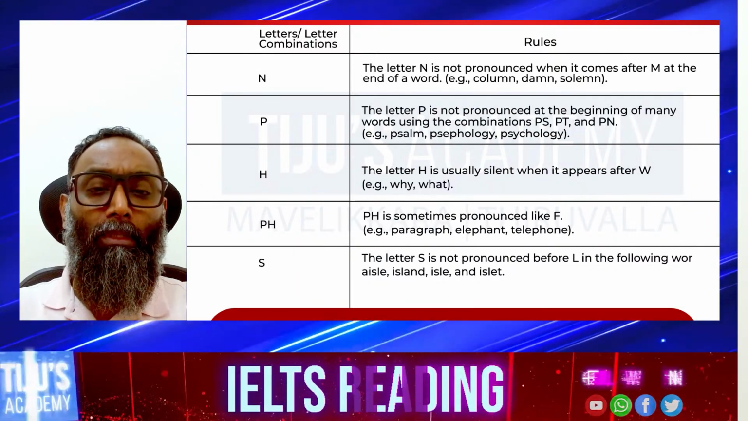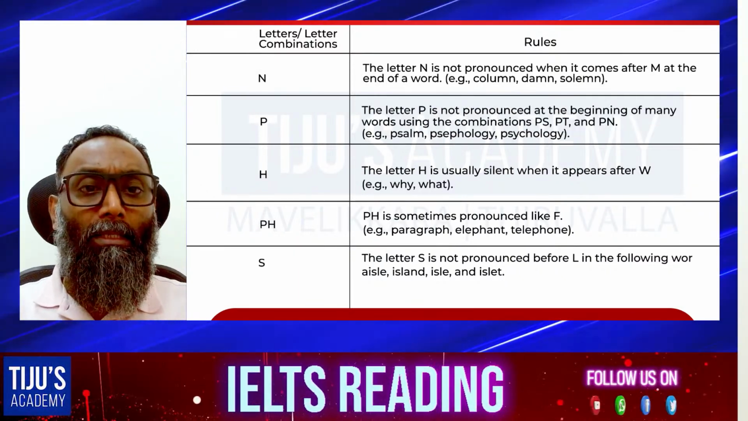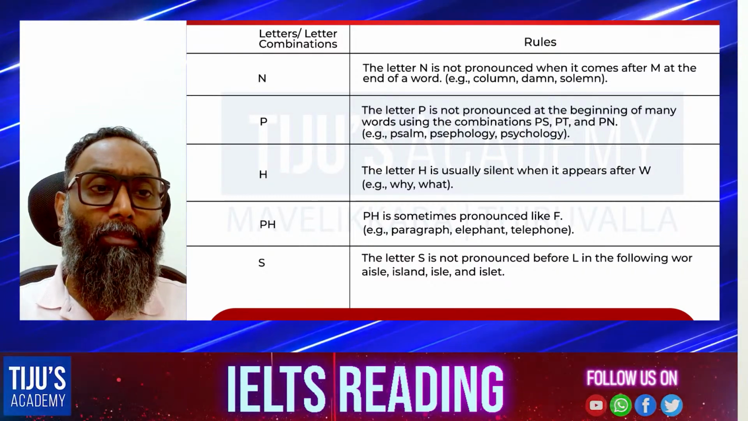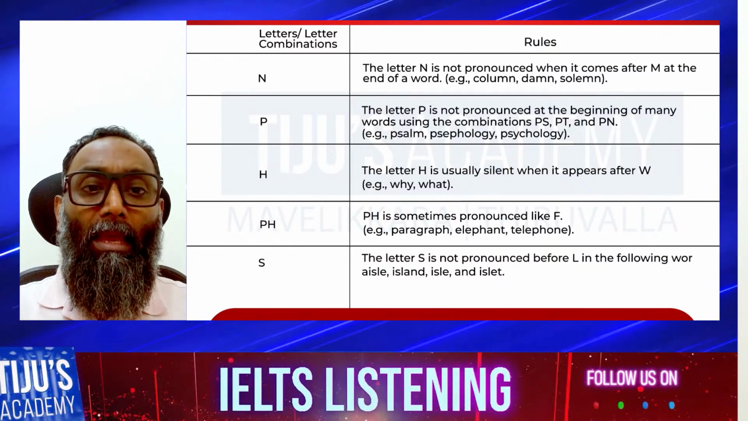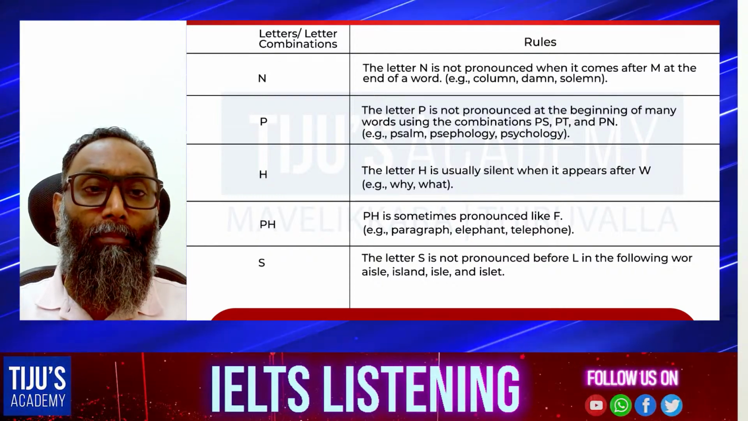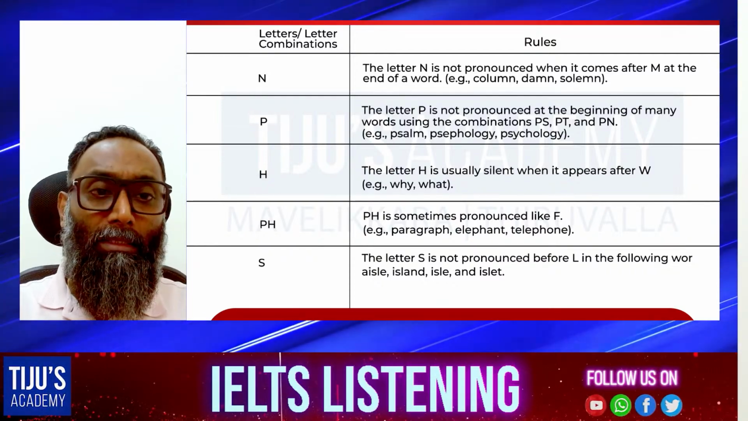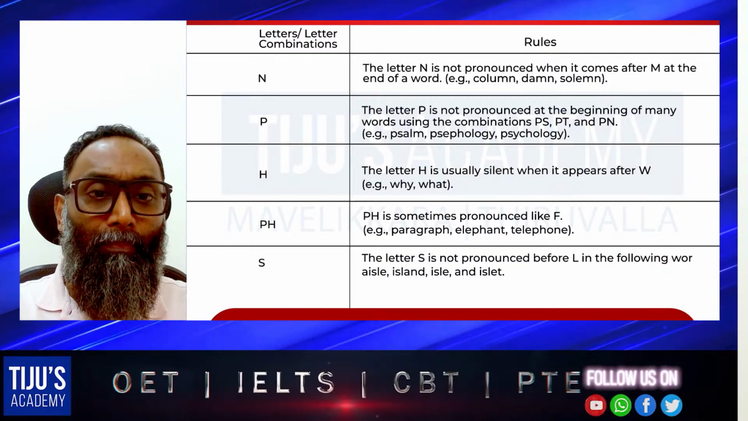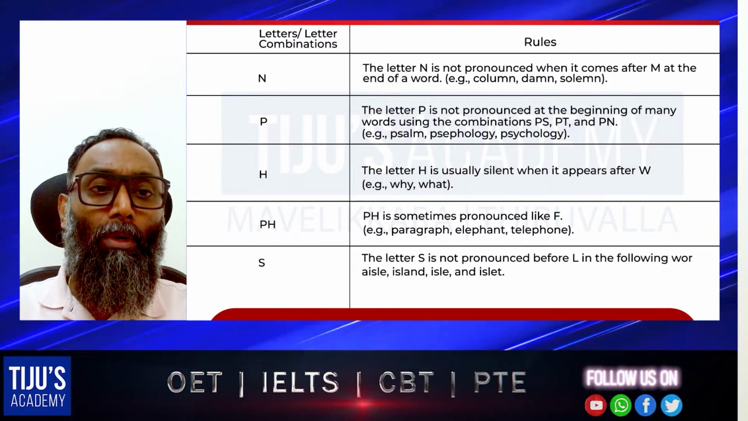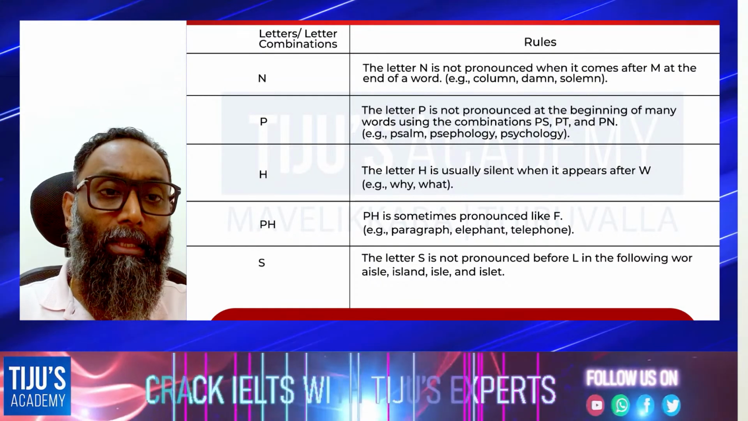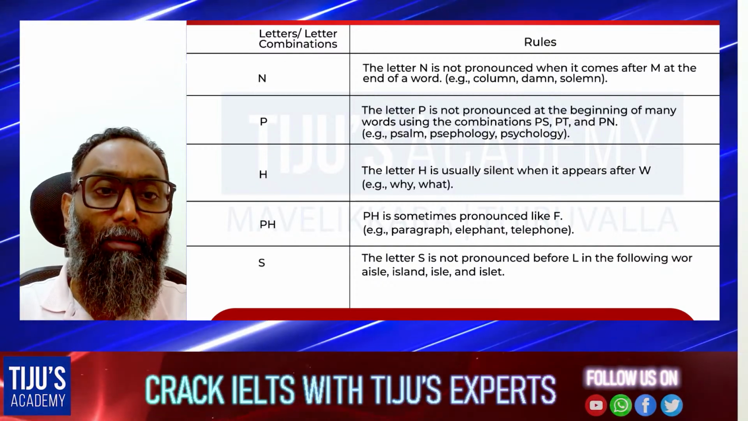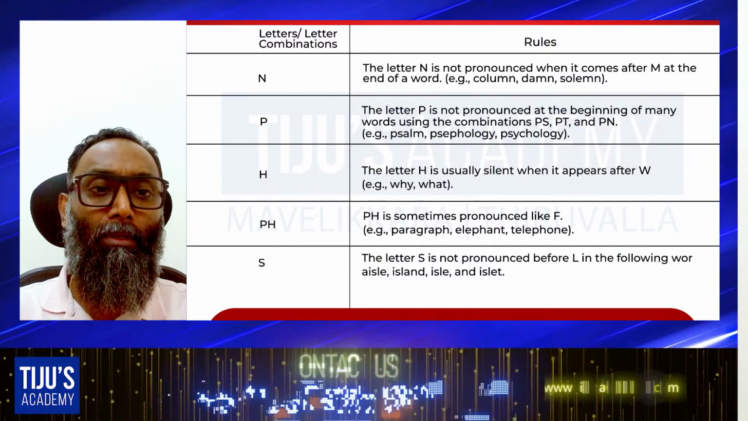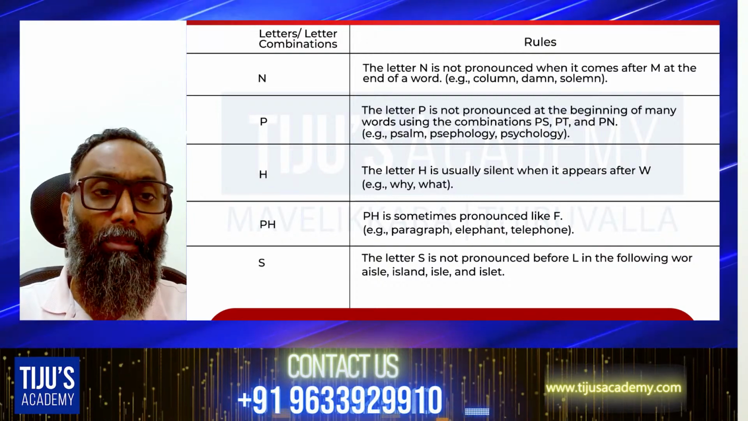Now let's go with the letter N. The letter N is not pronounced when it comes after M at the end of a word. For example, column, dam, solemn. Right? So you pronounce C-O-L-U-M, not with an N. Just M, and then N is not pronounced. Same thing goes with dam and with solemn.